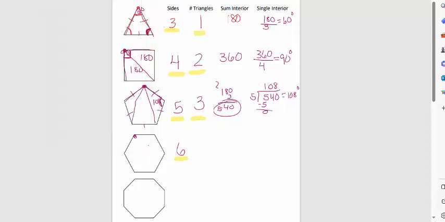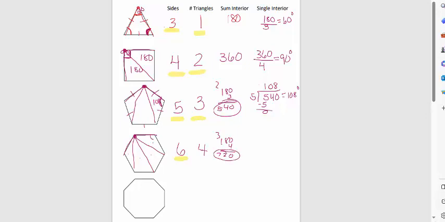So we start here, we go to each corner. All right, how many triangles did we get? 1, 2, 3, 4. Were you right? All right, so there are 4 triangles there. So we would do 180 times 4 to figure out how many degrees are in a hexagon. So there are 720 degrees altogether in a hexagon.